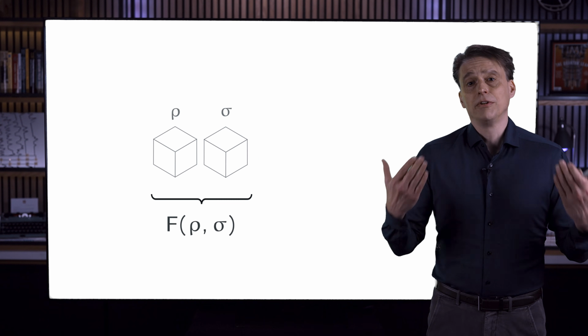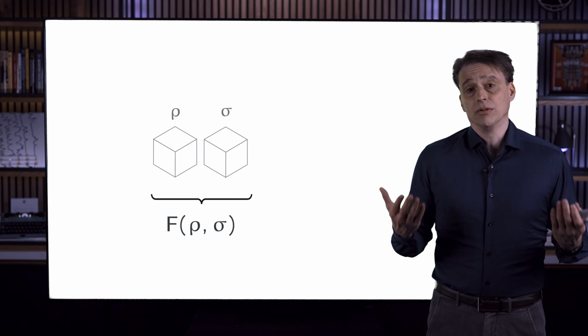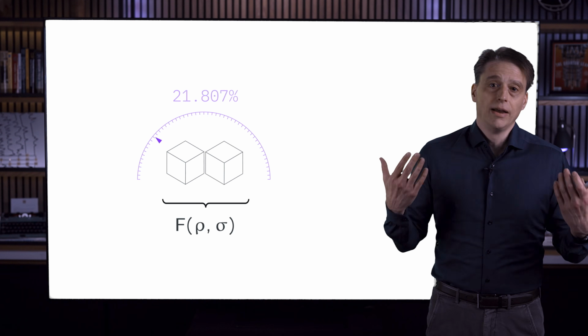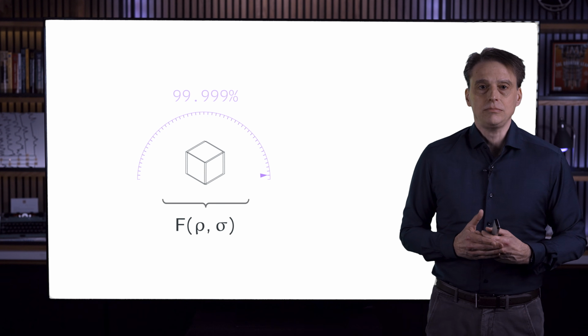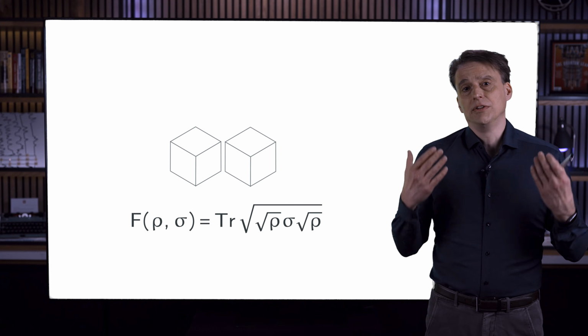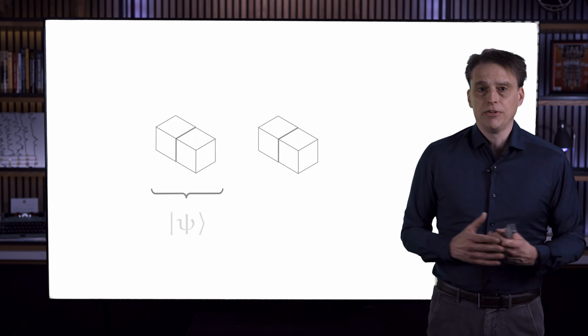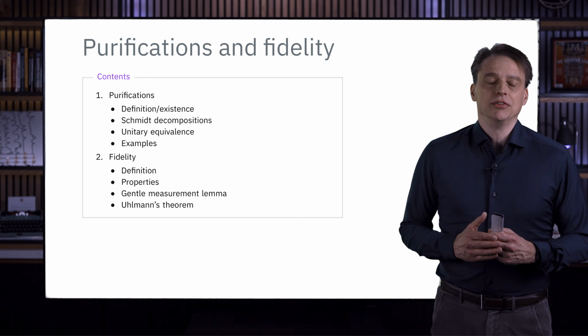We'll also talk about the fidelity between two quantum states, which is a value that quantifies their similarity or overlap, and it's often used as a way of measuring how good a particular state is as compared with some ideal state. In particular, we'll discuss the definition of fidelity along with some of its basic properties, and we'll see how fidelity connects with purifications. Here's an overview of the lesson.